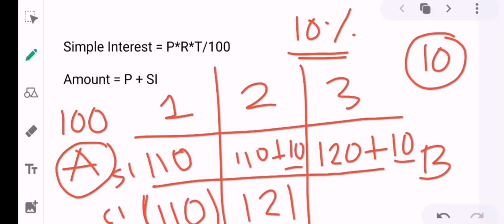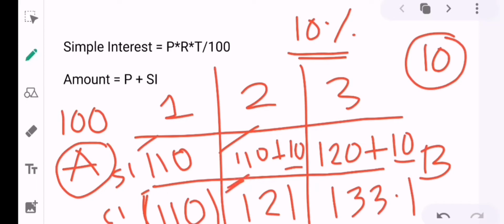And in the third year it is going to be 121 plus 10% of 121, that is 12.1. So 121 plus 12.1 gives you 133.1. So here the simple interest is 130, the compound interest amount is 133. So the first thing that you have to understand is that here the simple interest is 120, and here compound interest is 121. In the first year both are the same.